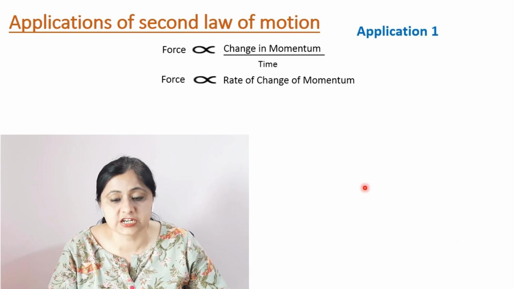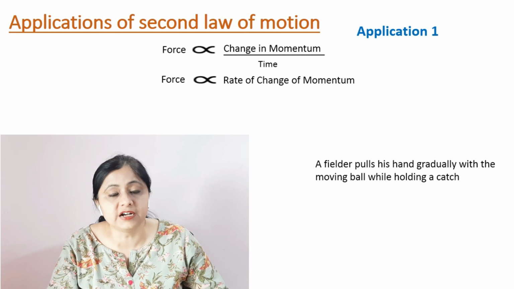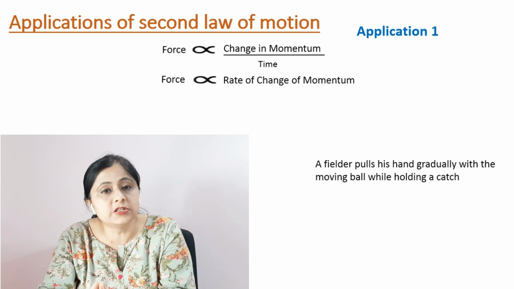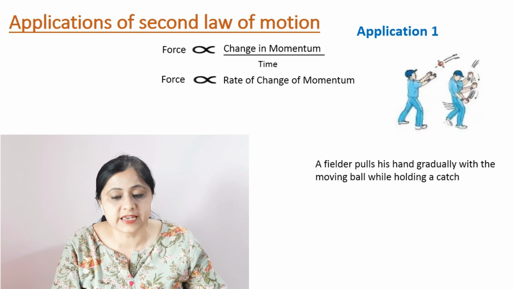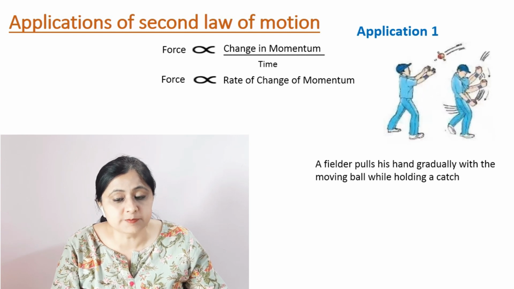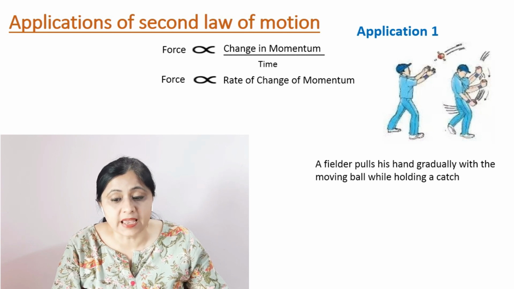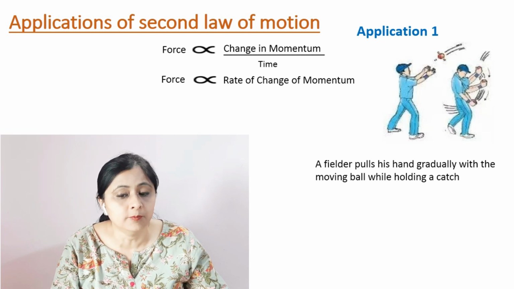The first application I am taking: a fielder pulls his hand gradually with the moving ball while holding a catch. Like a fielder has to catch a ball. So you have seen the fielder gradually pulls his hands downward. Why does he pull his hands downward? You can check in this figure. This person is catching a ball, and while he is catching the ball, he is moving his hands downward. Why? In this case, you can check. If he moves his hands upward, the time will be less.